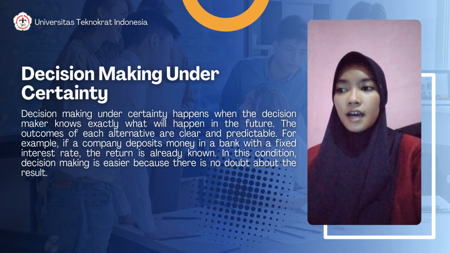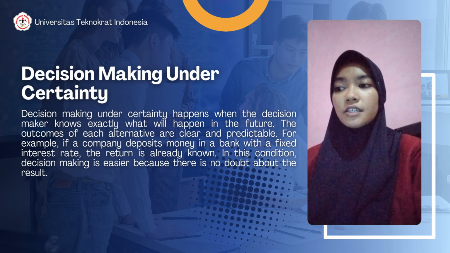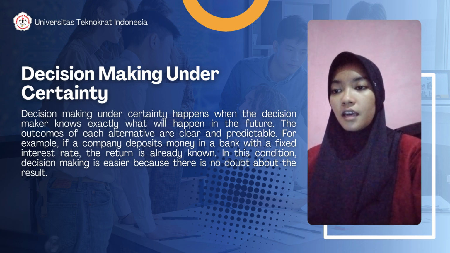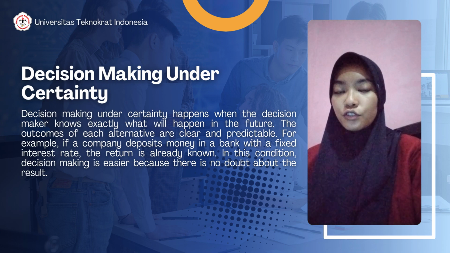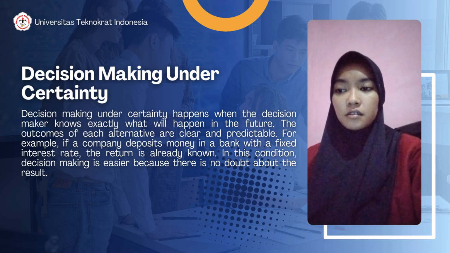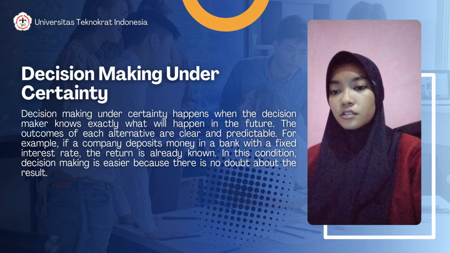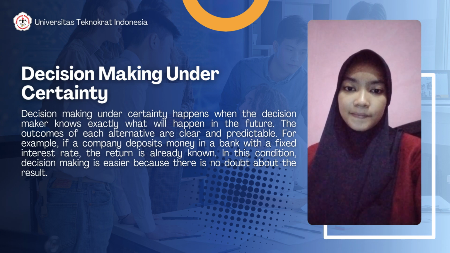Next, decision making under certainty. Decision making under certainty happens when the decision maker knows exactly what will happen in the future. The outcomes of each alternative are clear and predictable. For example, if a company deposits money in a bank with a fixed interest rate, the return is already known. In this condition, decision making is easier because there is no doubt about the result.